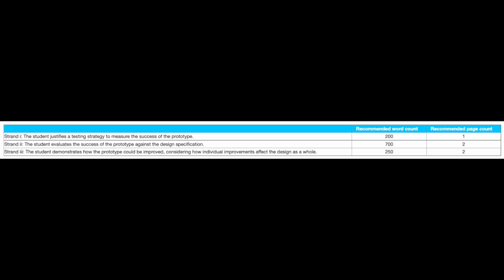Hi, this is guidance for Criterion D Strand 2 of the DTIA. And in this strand, you will be evaluating the success of the prototype against the design specification. The IB recommends that this be about 700 words and about 2 pages.